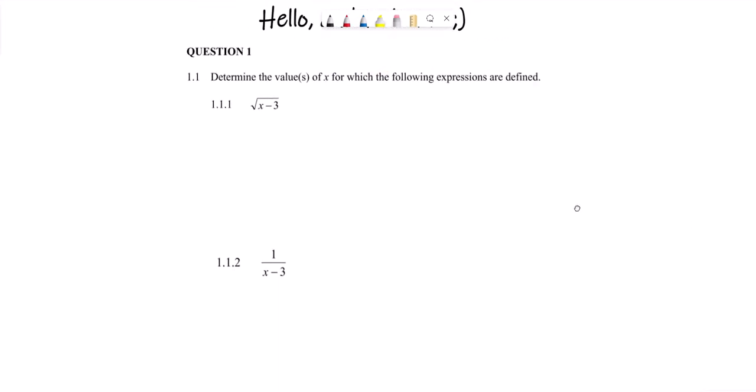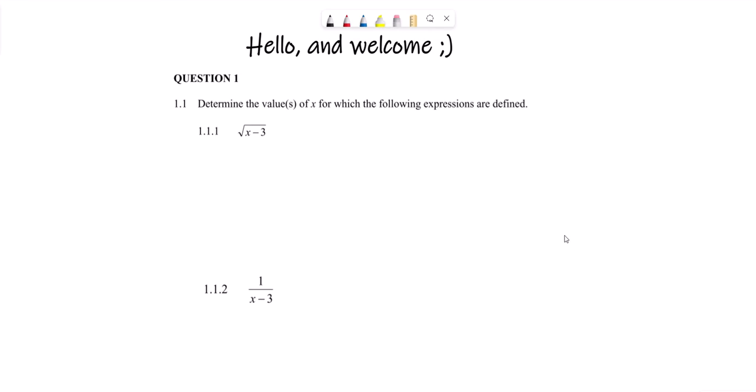Okay, so question 1. Hello and welcome. Question 1, as I've said, determine the values of x for which the following expressions are defined. So for which values of x will the square root of x minus 3 be defined?